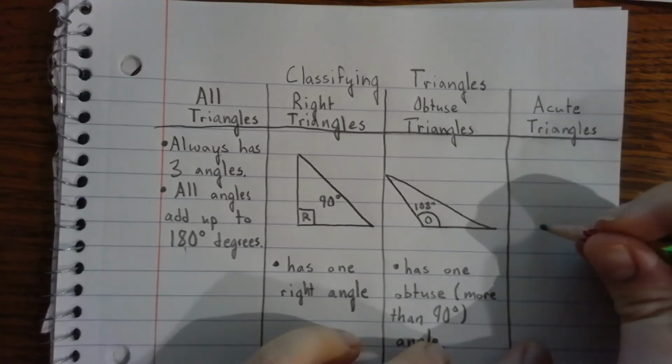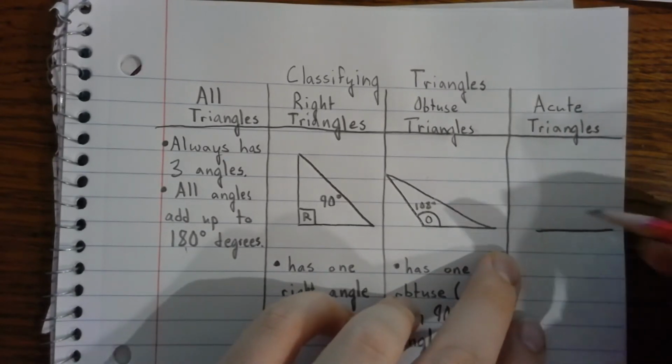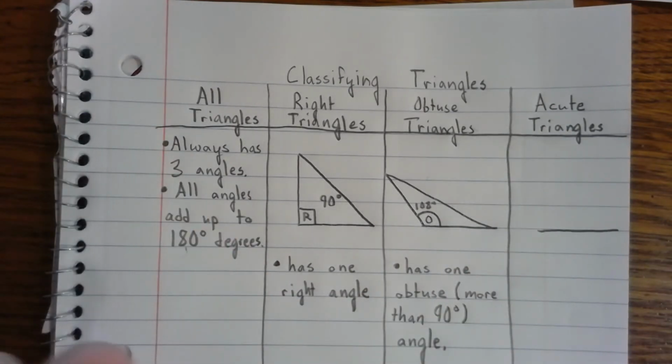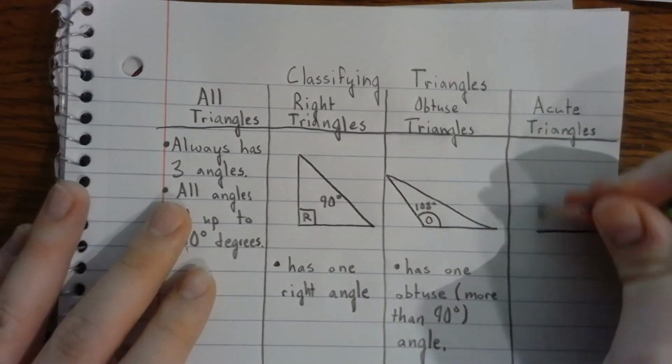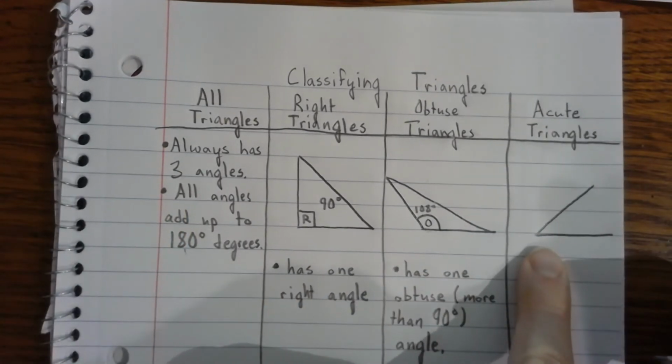So when we're drawing this, we can start with the bottom side, and then you just want to have this angle be more narrow than 90 degrees. So we're not going to go up and down. We're going to go maybe in this direction so that this right here is an acute angle.